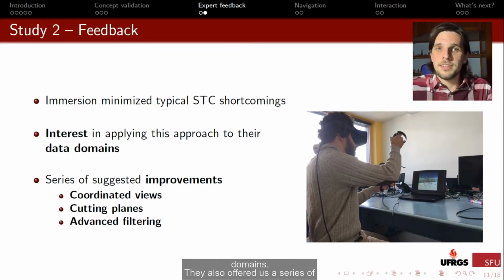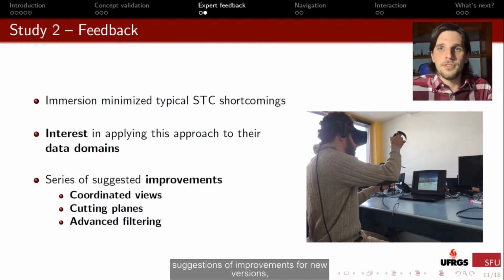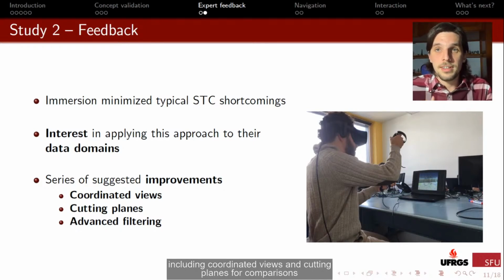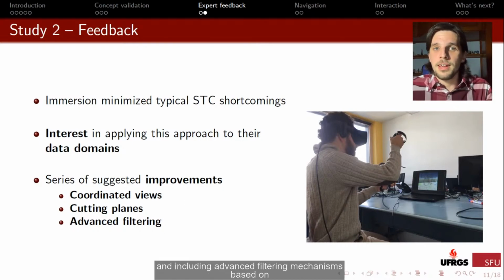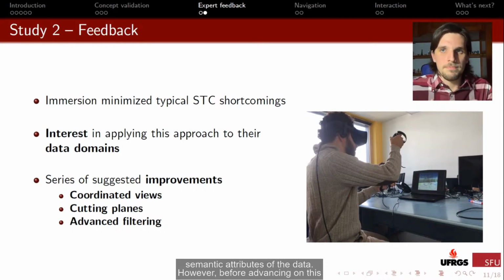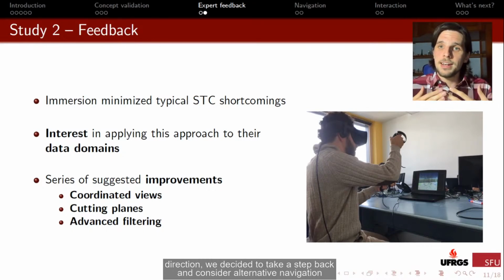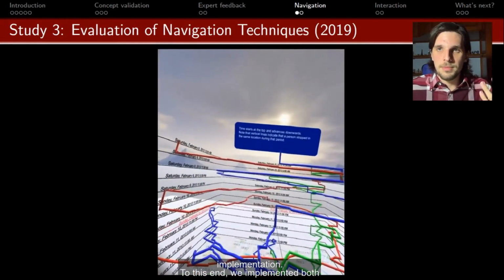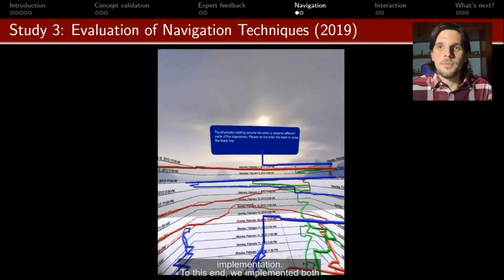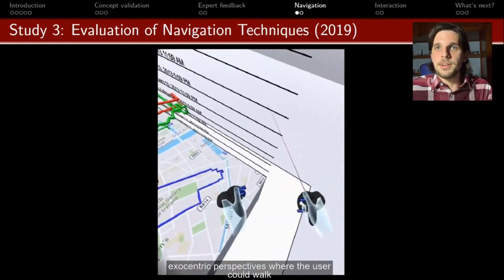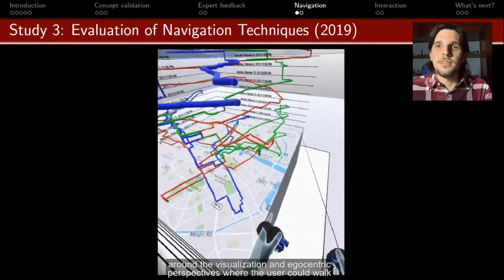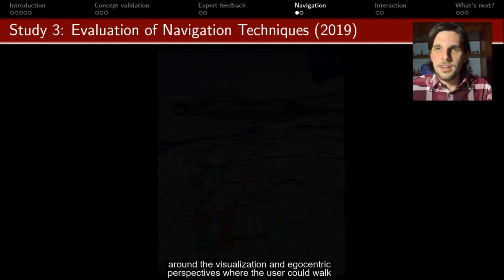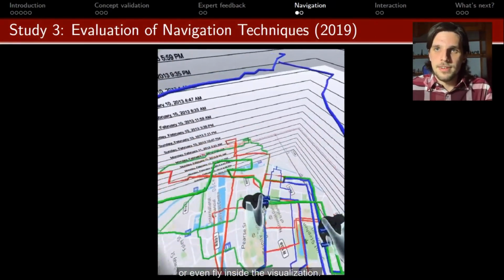They also offered us a series of suggestions for improvements for new versions, including coordinated views and cutting planes for comparisons, and advanced filtering mechanisms based on semantic attributes of the data. However, before advancing in this direction, we decided to take a step back and consider alternative navigation techniques beyond the initial virtual desk implementation. To this end, we implemented both exocentric perspectives, where the user could walk around the visualization, and egocentric perspectives, where the user could walk or even fly inside the visualization.